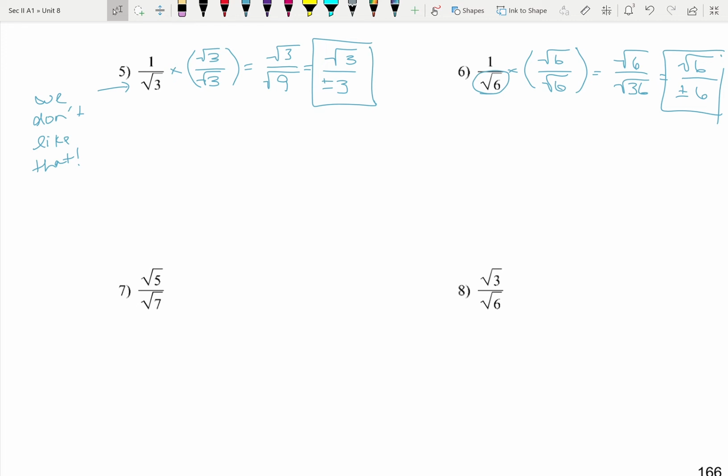Okay, second two, numerator has nothing to do with rationalizing. It's all about the denominator. So I do square root of 7 over square root of 7. Square root of 35. Oops. Over the square root of 49. The square root of 35 actually can't be simplified.